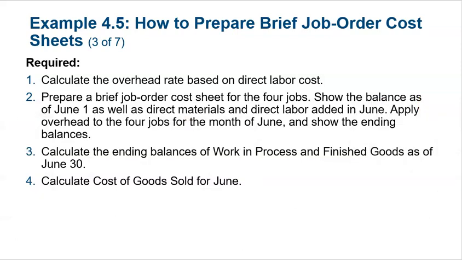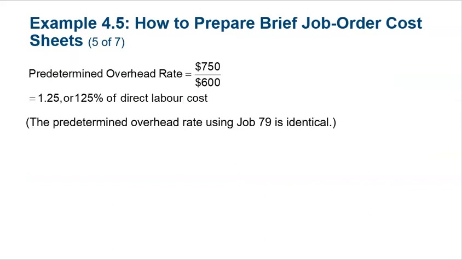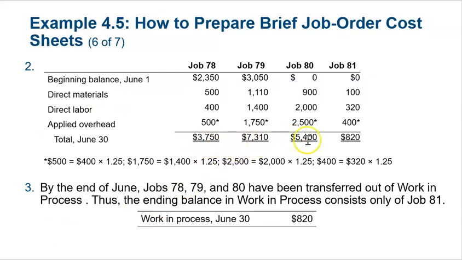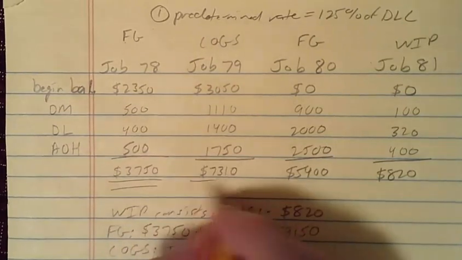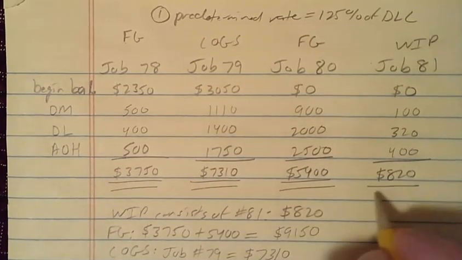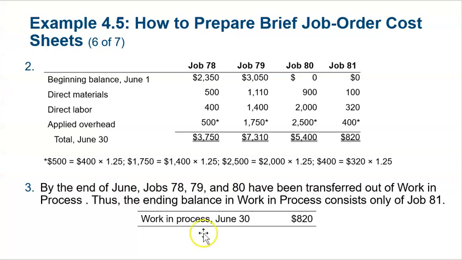Let's go back to our little slide here and see what we have. They're going to show us briefly how to do the predetermined overhead rate. They took that same 750. I tested our math using the 1250 and the 1000 as well. There's our 125%. Here's our job order cost sheet. I couldn't have done it any better myself. I guess I should probably put these lines here. In accounting, that means we're done adding stuff for now. Okay, so there it is, 820 for number three.